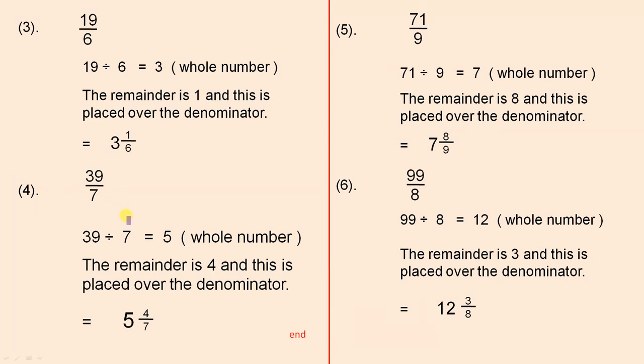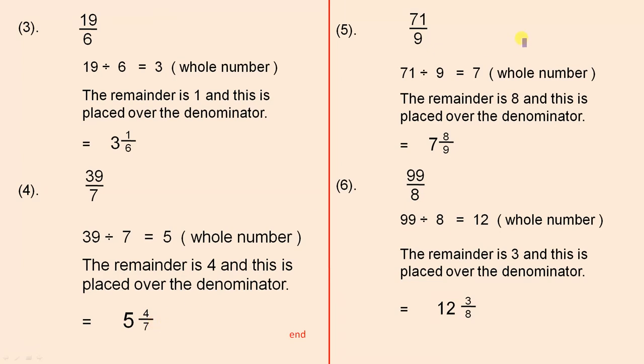39 over 7. 39 divided by 7 equals 5. That's the whole number part. The remainder is 4. And this is placed over the denominator, so it's 5 4/7. 7 5s are 35, plus 4 is 39 over 7.